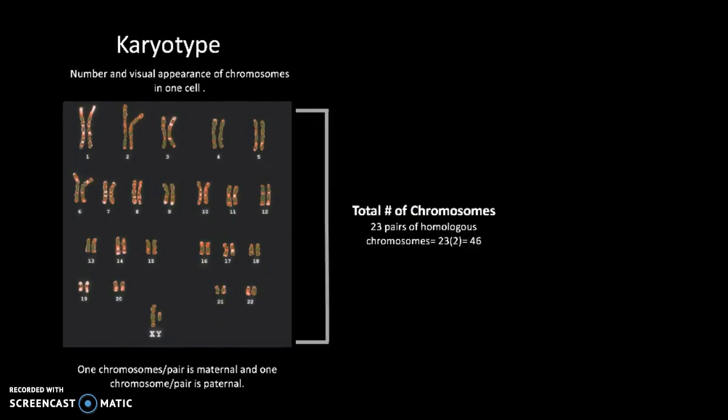Let's take a look a little bit closer. You see that these are all numbered 1 through 22. Those are numbered based on homology, so we call these homologous chromosome pairs. You can see here the total number of chromosomes: we have 23 pairs of homologous chromosomes. In each one of these pairs, one chromosome is maternal, meaning it came from your mom, and one chromosome is paternal, meaning that it came from your dad. If we look up here at chromosome pair number 1, you can see that these chromosomes are very similar. One of them is maternal, one of them is paternal.